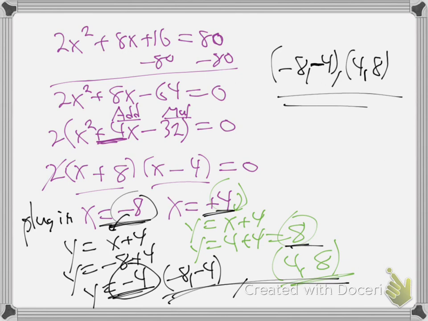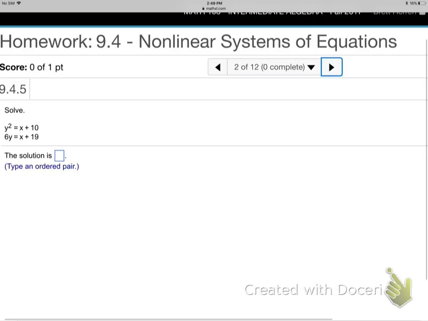Okay. Save you some work and give you what you need, probably. So, yeah, let's take these 2. The first one is y squared is x plus 10. The second one is 6y is x plus 19. Okay, so we're supposed to start with the easier equation. Which one's the easier?